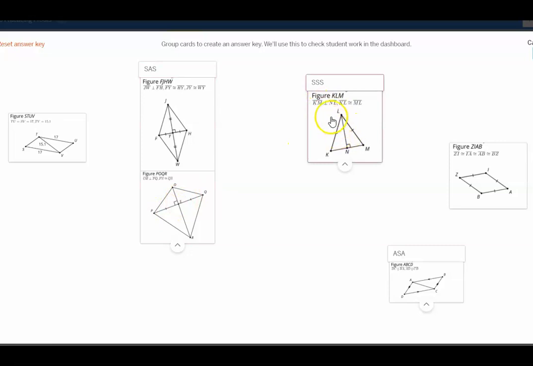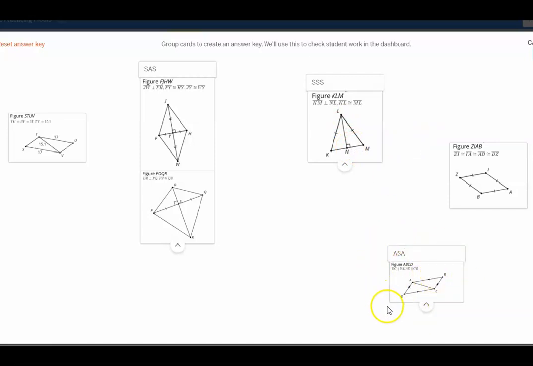This figure, it tells us KM is perpendicular to NL, and we know that since LK is the same length as LM, then KN and MN must also be congruent. So we have side, side, and then the middle side, we can count that as another side.